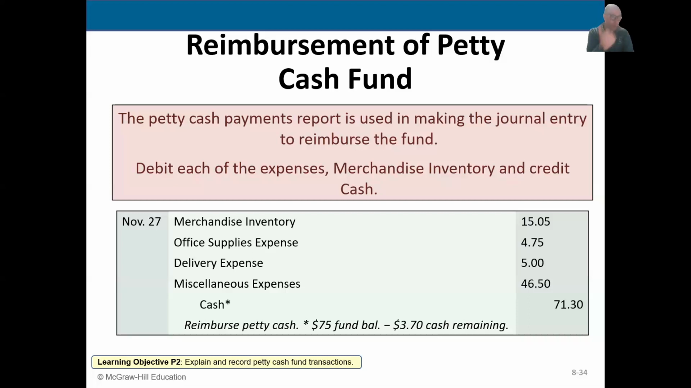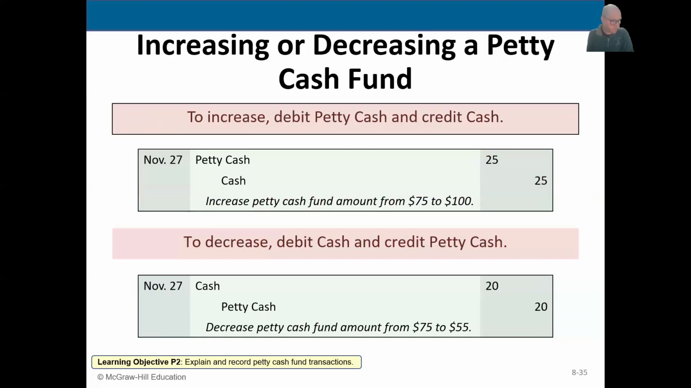Okay, we started the month with $75 in our petty cash fund. We spent $71.30 of it. I need to replenish that account, right? So how do I do that? I debit petty cash and credit cash to replenish it, right? And eventually get it back up. And then as it goes up, we debit petty cash and credit cash. As it goes down, we debit cash and credit petty cash.